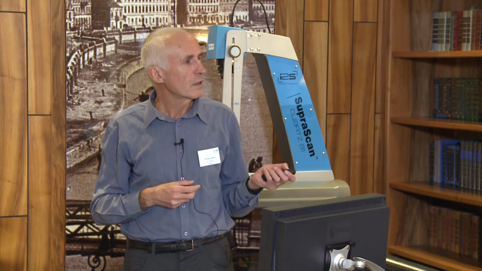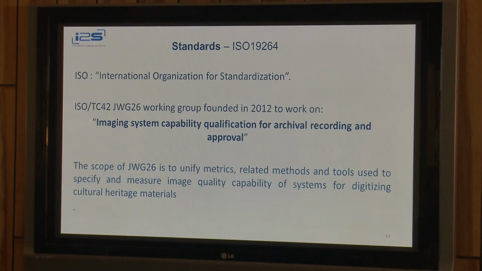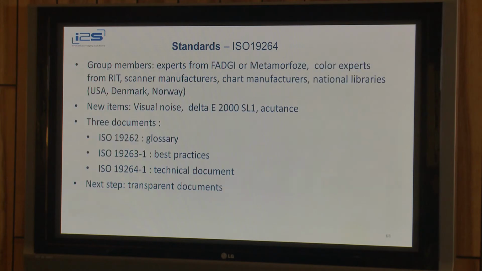In 2012, there was a group founded in the ISO to try to build a standard with the same metrics, the same methods and everything. So in this group, you had people from Fadji and Metamorphose, of course. You had some color experts from Rochester Institute of Technology. We were some scanner manufacturers, so we were in this group. There were also some chart manufacturers, because it's part of it, and some national libraries, I mean the users. And at the beginning we had the USA, Denmark and Norway.